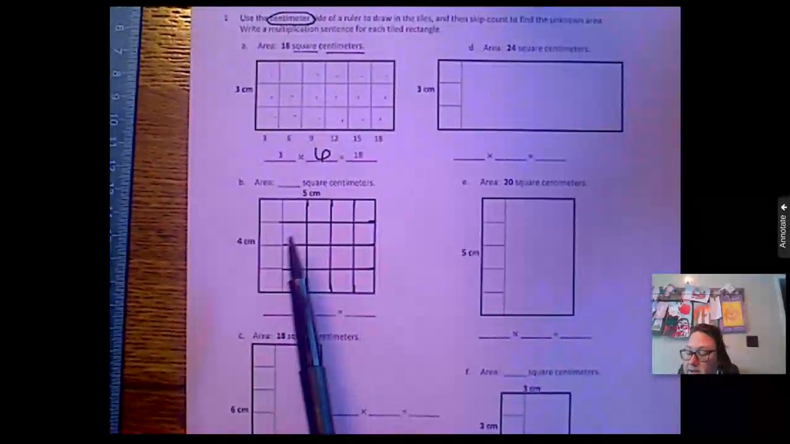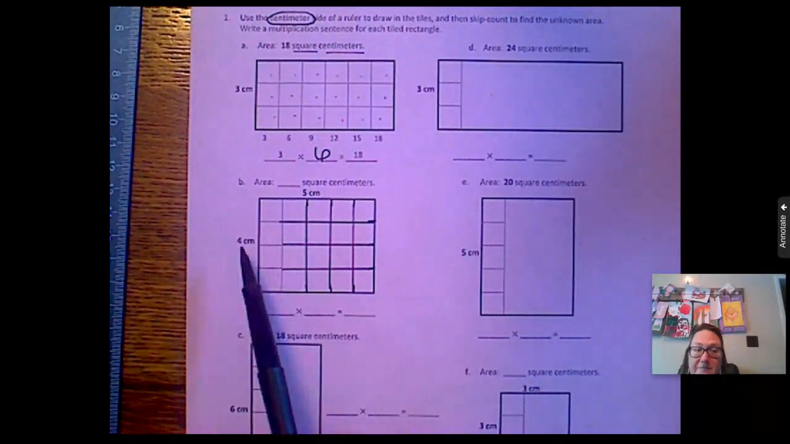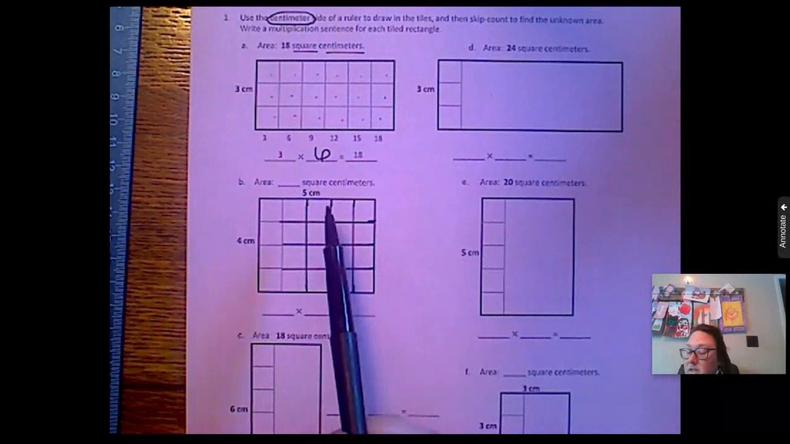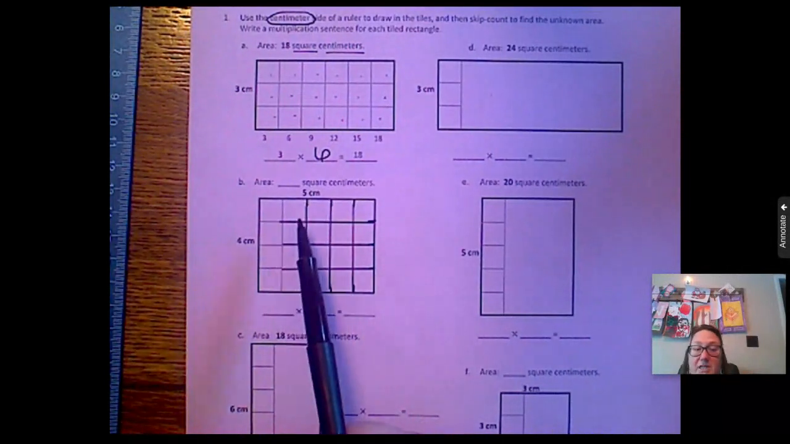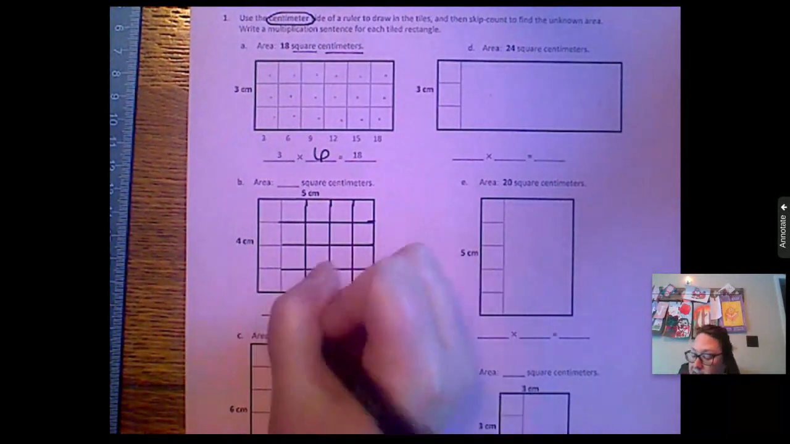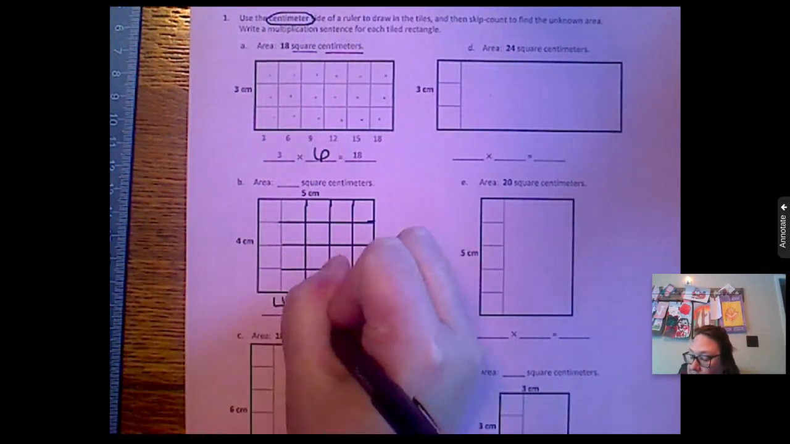They already put down the side length. So it said the side length here is 4 because there's 1, 2, 3, 4 rows. And at the top they have 5 because there's 5 in each row, right? 1, 2, 3, 4, 5. So for my multiplication sentence, it would be 4 times 5.